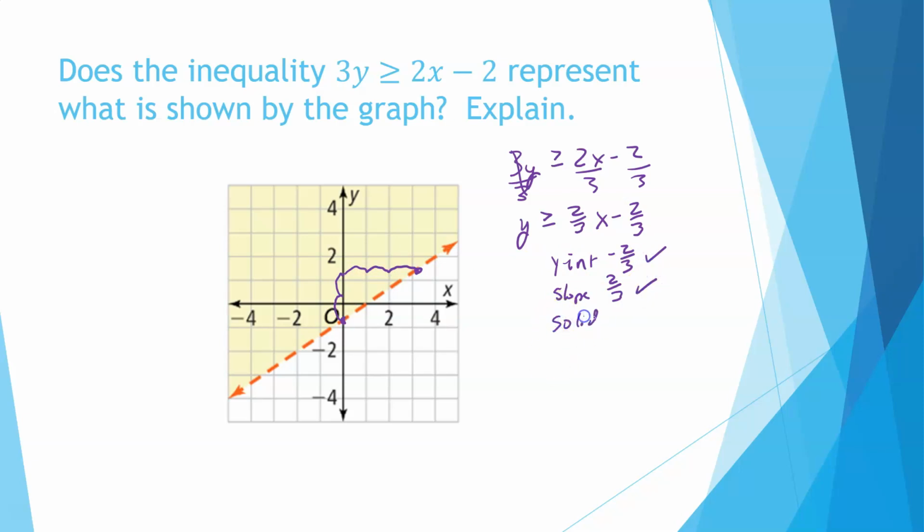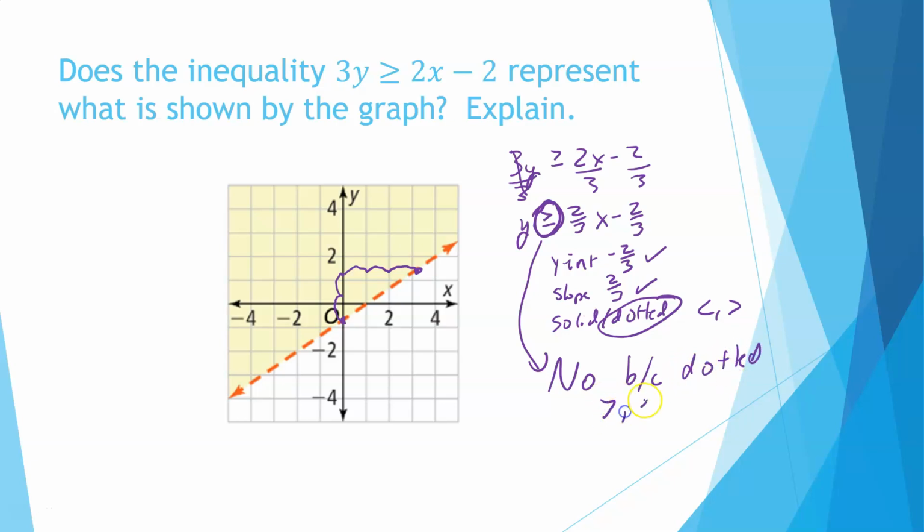But then remember, we would do solid or dotted. In this case, it's dotted, which means that it should be a less than or greater than. And right now I recognize that actually it was greater than or equal to. So does it explain the graph? No, because it's dotted. They should have used just this or this. Okay, so that was just kind of an extra example to process through.